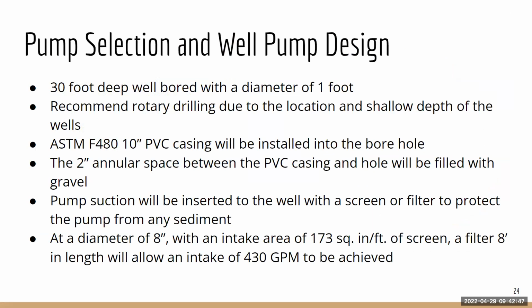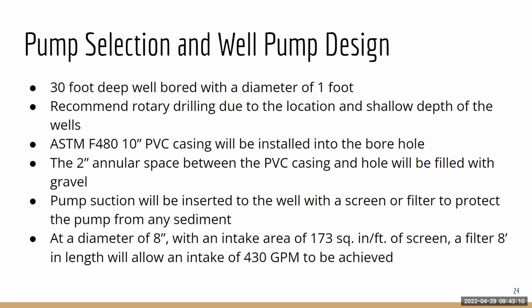So for our pump selection and well pump design, we determined that the wells would need to be 30 foot deep with a diameter of 1 foot. Our recommendation is rotary drilling. This is the predominant method used in the UP, especially for shallow wells. The well casing will need to be ASTM F480, 10-inch casing, and there will be a 2-inch annular space since the borehole will be a diameter of 1 foot. So this will be filled with gravel.